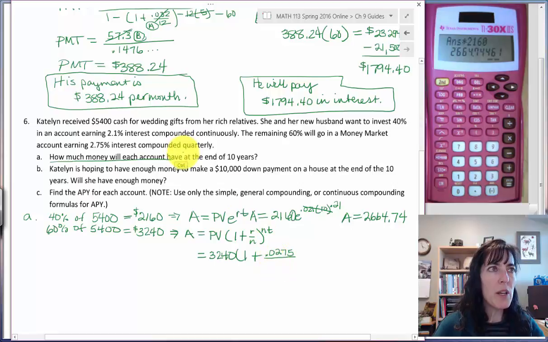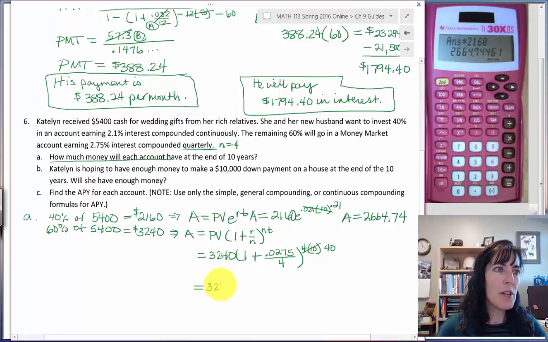The compounding, ooh, this one's a little different. This one is quarterly. That means my n has to be 4. Remember, that goes in 2 different places, so I put a 4 here, and then an n again here, and times 10 for 10 years, so that's going to become 40. So we've done a lot with compounded monthly, but if you have a different compounding, remember the n goes here and here, and that'll be 4 in this problem because of the quarterly compounding.